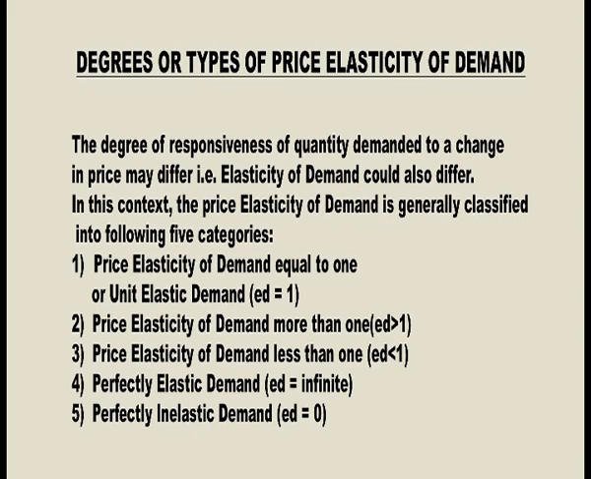Second, the price elasticity of demand more than 1. Third, price elasticity of demand less than 1. Fourth, perfectly elastic demand. That means the elasticity of demand is infinite. Fifthly, the perfectly inelastic demand. That means the elasticity of demand is equal to 0. So we have 5 different cases of price elasticity of demand: elasticity of demand equal to 1, more than 1, less than 1, perfectly elastic demand or elasticity of demand infinite, and perfectly inelastic demand or elasticity of demand equal to 0.